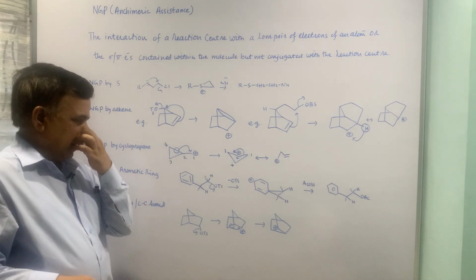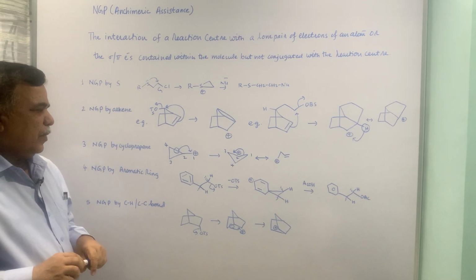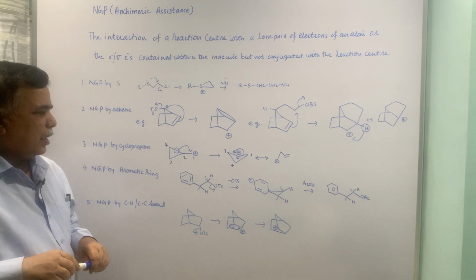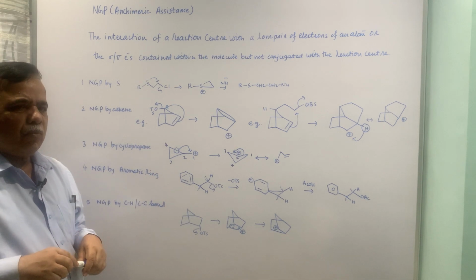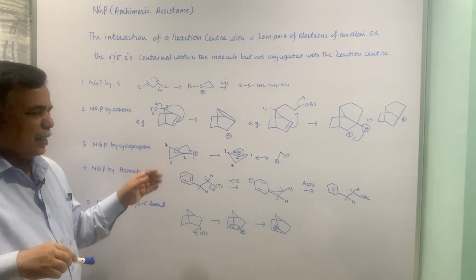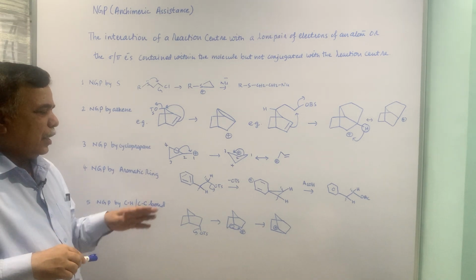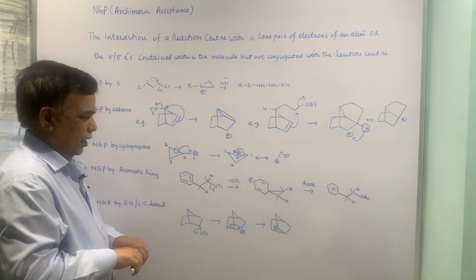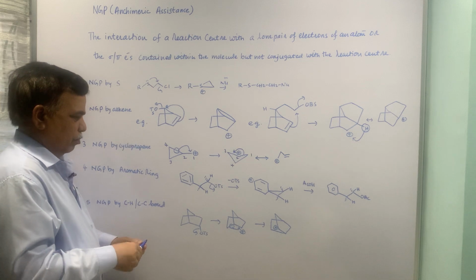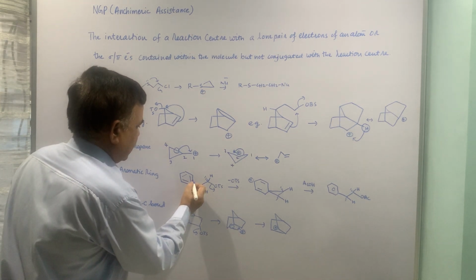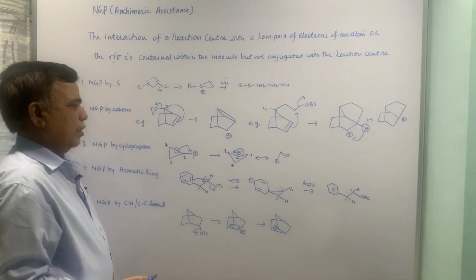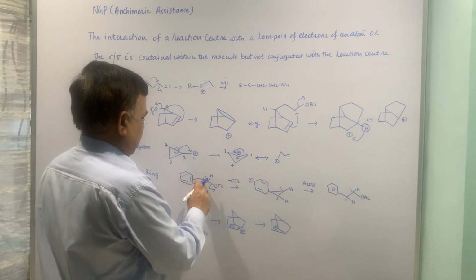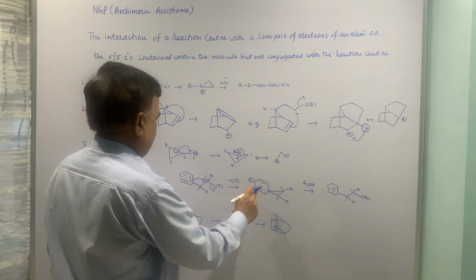NGP by aromatic ring. Amongst aromatic rings, rings with electron donors will have higher migrating aptitude than the planar ring, and planar rings will have more migrating aptitude than rings bearing electron withdrawing groups. In this case, tosylate is a good leaving group. When it departs, I can show the participation of this pi electron. So eventually a cyclopropane ring is formed.